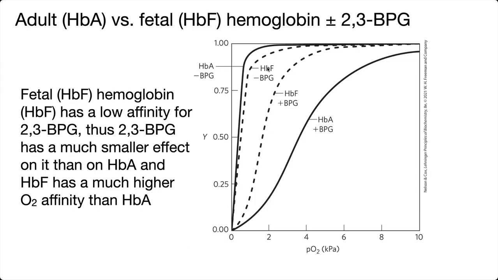So you can see that without BPG, it has a slightly lower affinity than the adult. But with BPG, it's got a lot higher affinity than the adult because the BPG has less of an effect on it. So remember, shift to the right, decreasing the affinity, shift to the left, increasing the affinity. And if we compare the adult hemoglobin with BPG to the fetal hemoglobin with BPG, we see that the fetal hemoglobin has a higher affinity. And we can see that this higher affinity is coming because it's less affected by the BPG. So it's less shifted by the BPG, which makes it have a higher affinity in the presence of BPG.